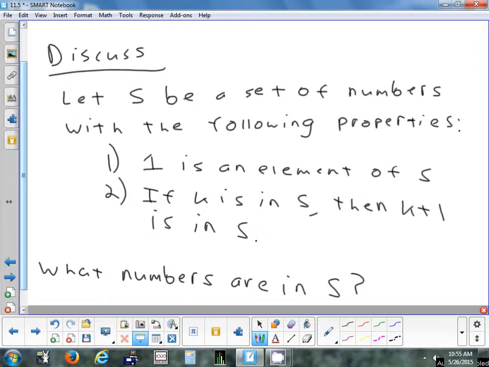Right, so I'm telling you 1 is in the set. And then the second thing I'm saying is if k is in the set, then k plus 1 is in the set. I would think they can tell me what kind of numbers are in my set.